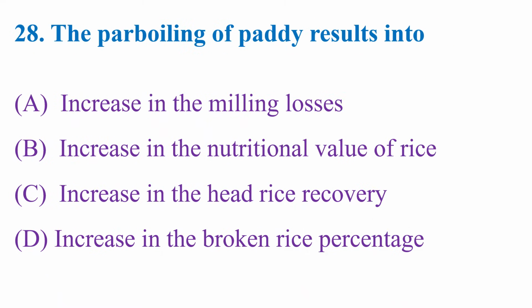Parboiling of paddy results in what? So parboiling is basically a hydrothermal treatment process of paddy. Basically, it involves soaking, steaming, and drying. Now, option number A, that is increase in the milling loss. So parboiling basically reduces the milling loss, and even the grain strength is improved over here. So option number A is incorrect.